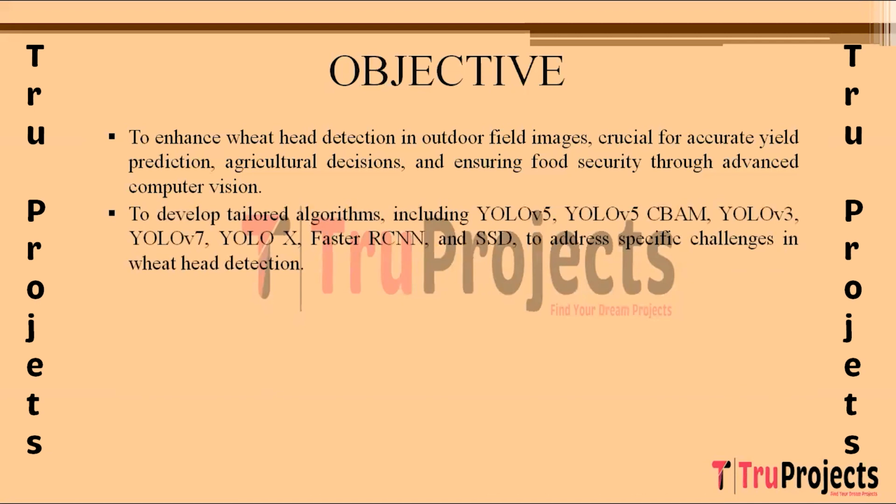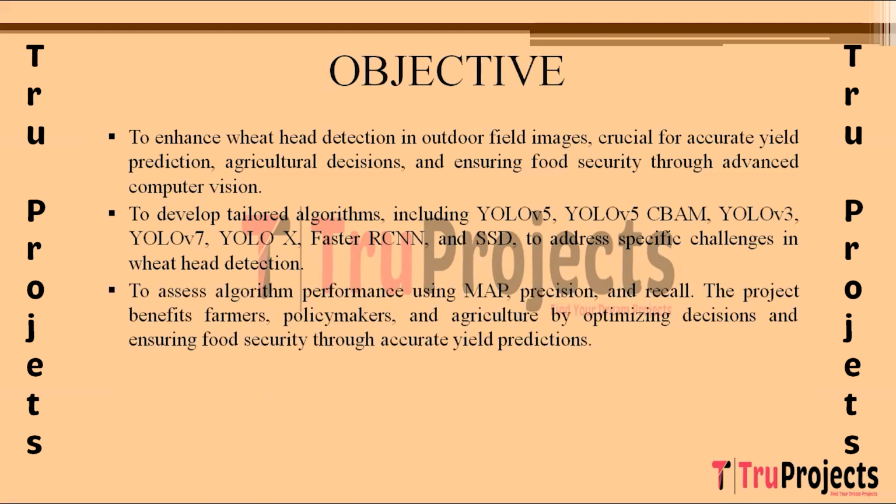The project aims to build and implement state of the art algorithms including YOLOv5, YOLOv5 with CBAM, that is Convolutional Block Attention Module, YOLOv3, YOLOv7, YOLOx, Faster RCNN, and SSD. Each algorithm is tailored to address the challenges of wheat head detection, considering factors like overlapping plants, varying appearances, and diverse field conditions.